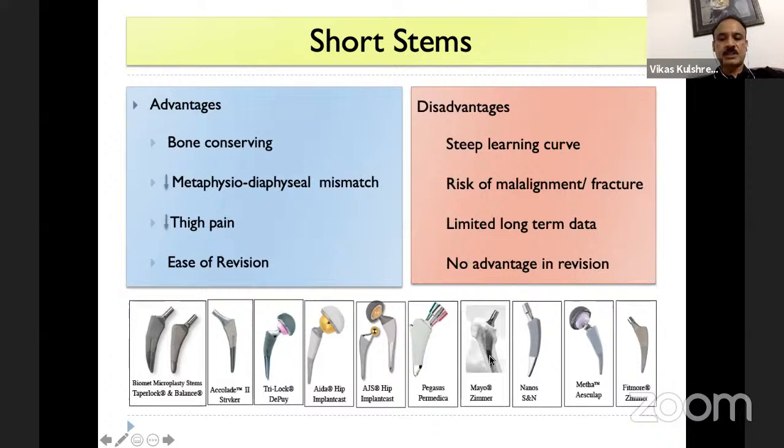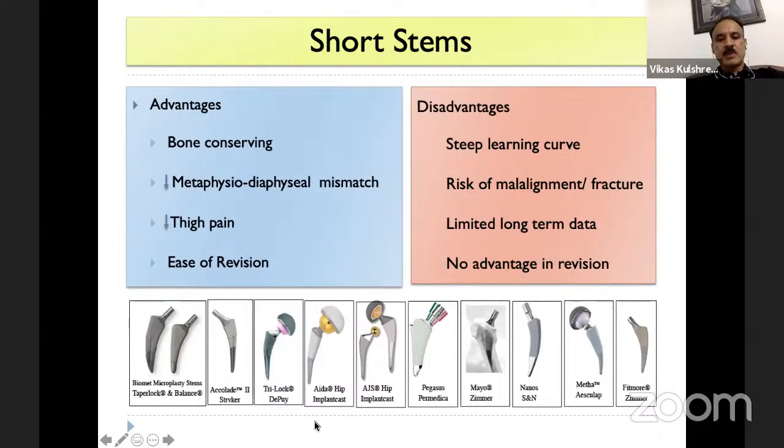So these are type 3 stems of the short stems. And then you have the standard design, but shorter in length. So you have Accolade 2, you have Trilock bone preserving stems, you have taper lock microplasty. What they have essentially done here is kept the stem, made it short, given them a lateral relief, and a slight change in the shape to negotiate the shoulder of the canal well. So you don't have to do a lot of bone removal here. So they are bone conserving more than the traditional stems.